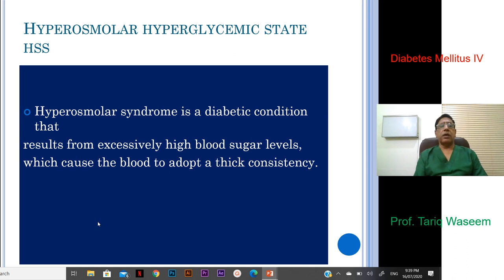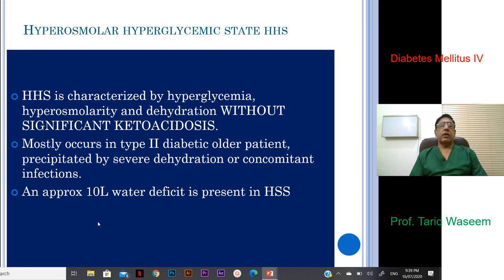This is the hyperosmolar syndrome of diabetics, which results from excessively high blood glucose levels, and this leads to blood developing a thick consistency, or hyperviscosity. HHS is characterized by hyperglycemia and hyperosmolarity, and of course there will be dehydration as a result, but there is no significant ketoacidosis.